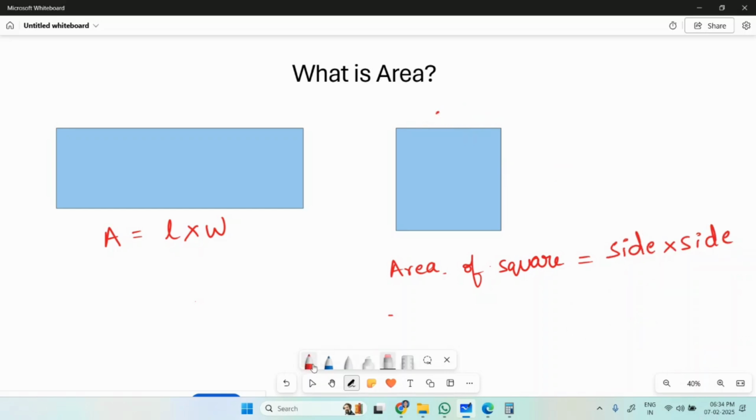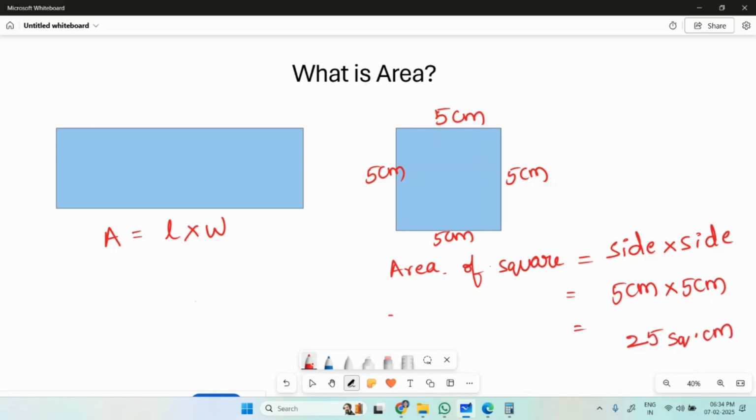Here, in the place of side, we will take some number which is 5 centimeters. One side is 5 centimeters, remaining all sides are also 5 centimeters. Here, we have to multiply only two sides. One side is 5 centimeters, and side times side is 5 centimeters by 5 centimeters, which is 5 times 5 is 25 square centimeters. The area of a square is here square centimeters or centimeter square. Okay, this is how we solve the problems.